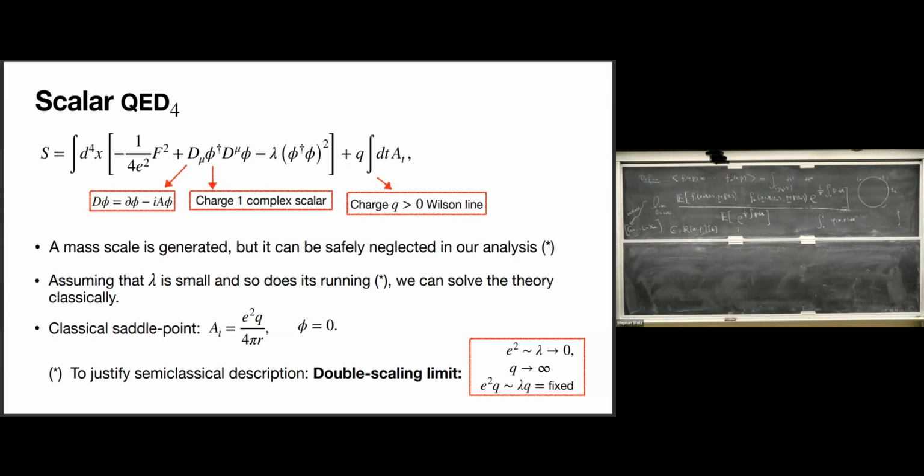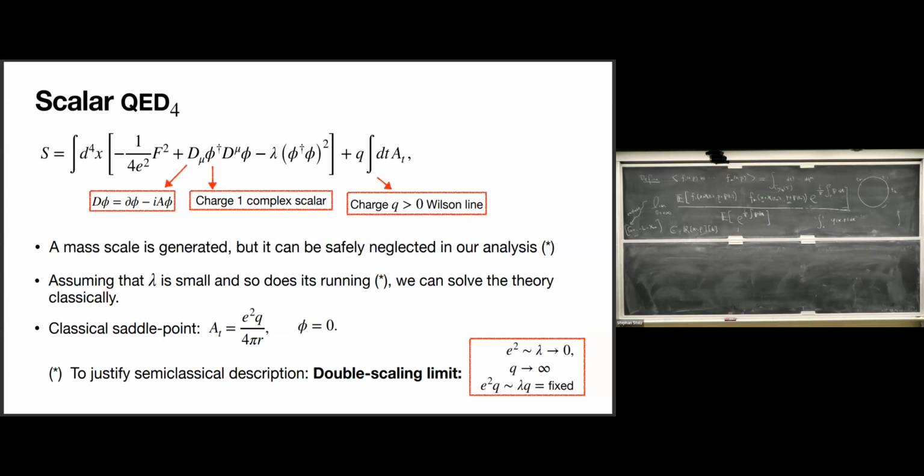Okay. So this is what I call Wilson line. Charge Q Wilson line, and as I said, it's not really conformal, and you can work in this limit in which you can treat it as if it is conformal. And okay, if you solve the classical equations of motion, what you get is a not surprising saddle point with a zero value for the scalar, and this solution for the gauge field, which is not surprising.